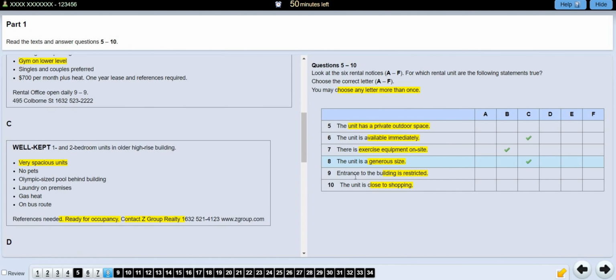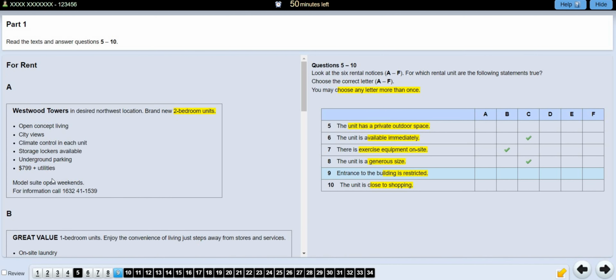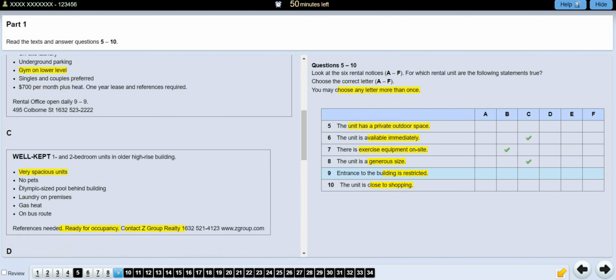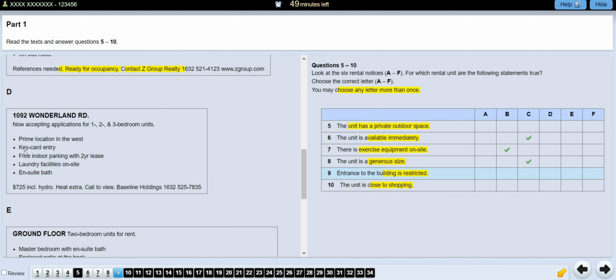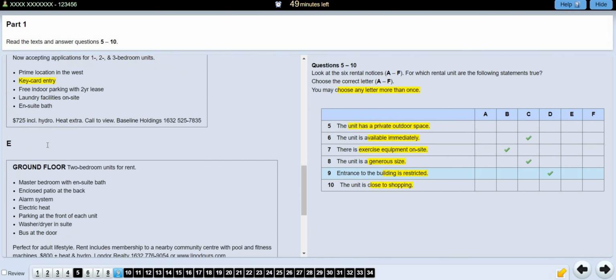All right. Entrance to the building is restricted. No one can enter the building. Restricted, not allowed. No pets. Entrance to the building is restricted. No, it's not about the pets. Not everybody can enter. Key card entry. Not everyone can enter. Alarm system, yes, but the alarm system is not restricting anyone. Key card entry is restricting everyone.